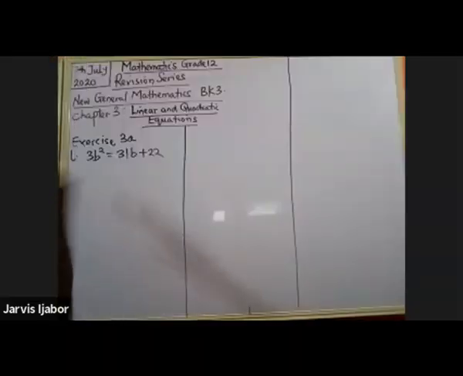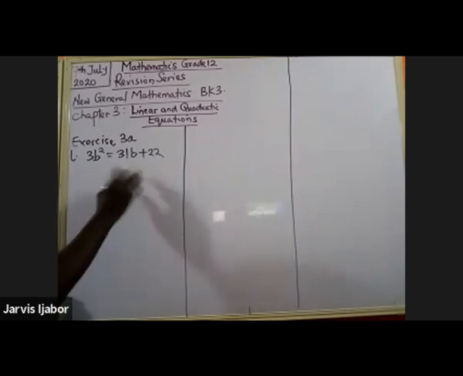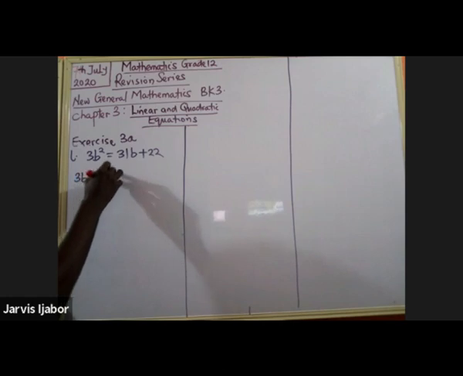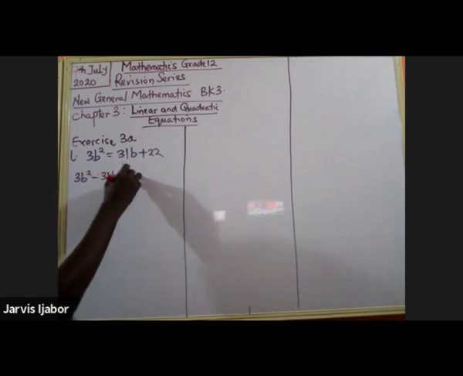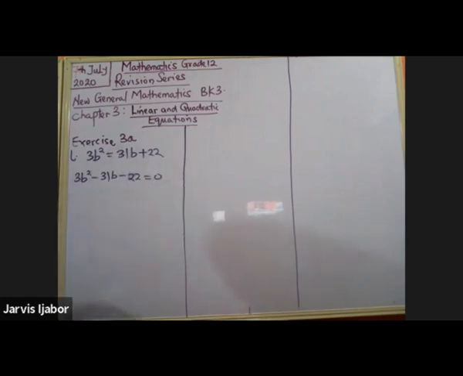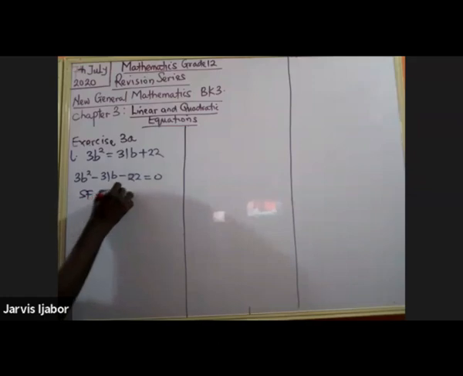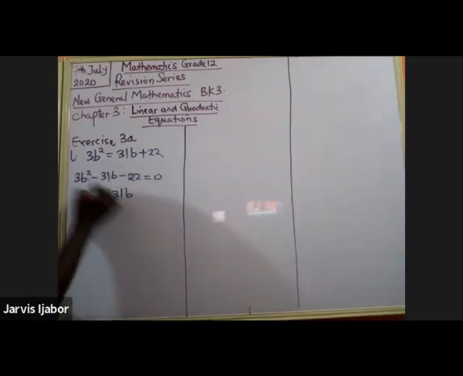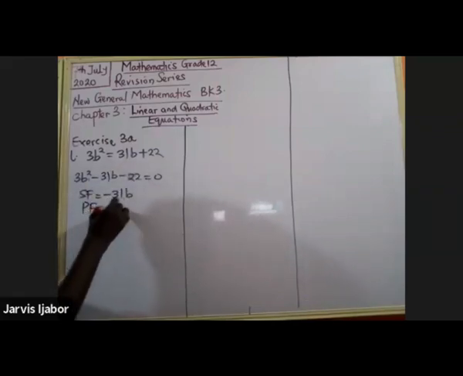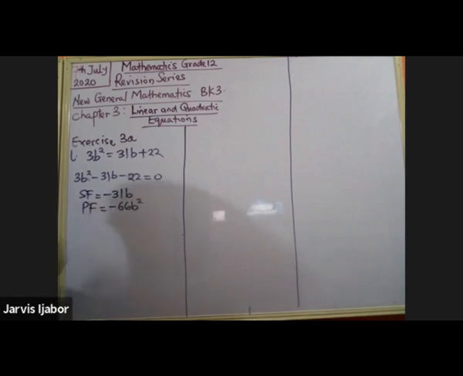The first thing you need to do in a question like this is to set the equation equal to 0. So that will be 3b squared minus 31b minus 22 equal to 0. Now you take the sum of factors, minus 31b. The sum of factors will always be this middle term. And then the product of factors will be this times this, which will be minus 66b squared.